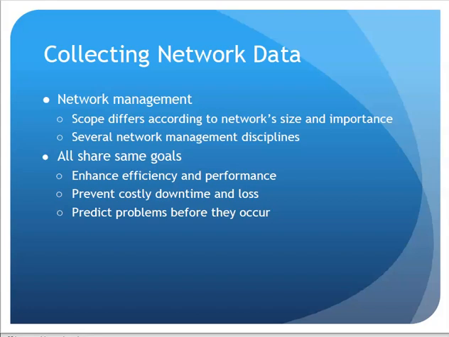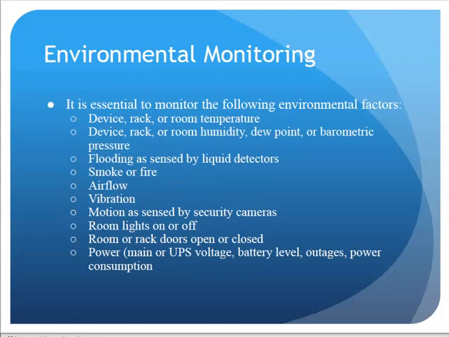All of these are going to share the same goal, though. Trying to enhance efficiency and performance, trying to keep the network performing as best as possible for users, for customers, for your employees. Preventing costly downtimes and loss of data for that matter, but preventing costly downtimes that bring the network offline and basically bring things to a screeching halt. And trying to predict problems before they even occur. Trying to be the whole preventative maintenance. Am I able to detect that there's a problem here and try to circumvent that before it becomes a bigger problem? That's all in the name of network management.